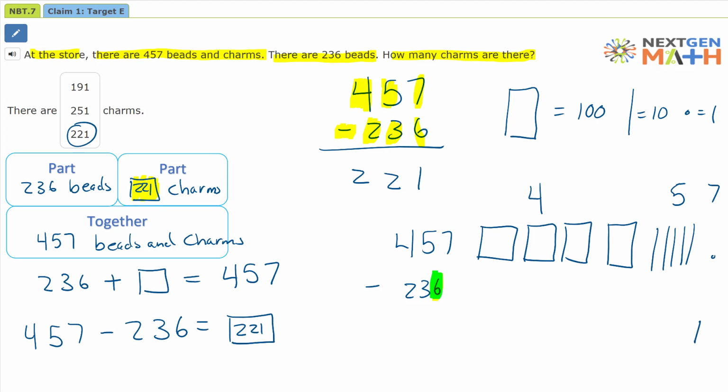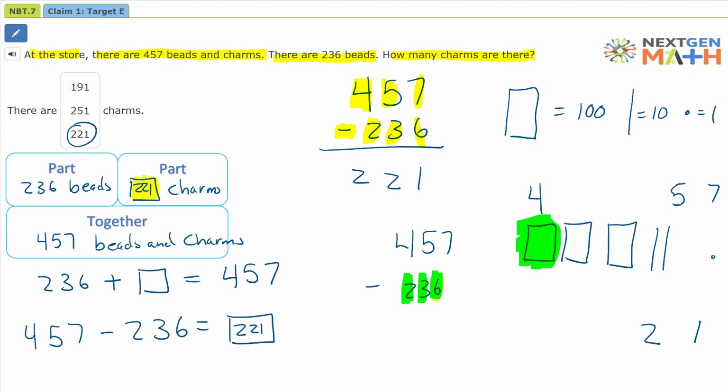Next we're going to subtract 3 tens or 3 rods. 1, 2, 3. Those are the 3 rods or the 3 tens we're going to remove. There they go. And so now we're left with 2 tens or 2 rods. And then lastly, we're going to subtract 2 hundreds or 2 large squares, because each large square represents 100. So we're going to subtract this square and that square.